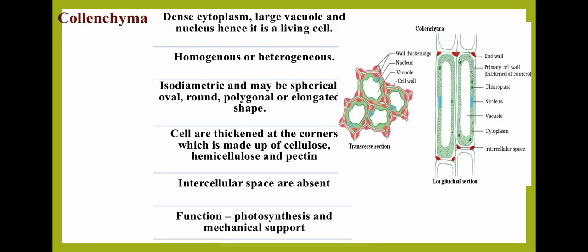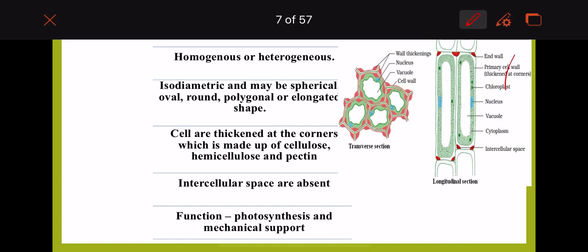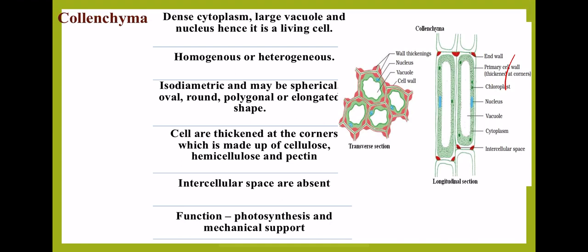The next is the collenchyma. Collenchyma is a type of simple tissue and it has dense cytoplasm. You can observe in the picture that it has dense cytoplasm, a large vacuole and a nucleus, hence it is a living cell. Collenchyma may be homogeneous or heterogeneous. Homogeneous means it is made up of only collenchyma. Heterogeneous means collenchyma is present with other cells, like parenchyma or sclerenchyma.